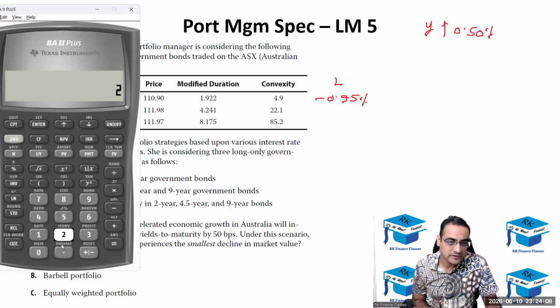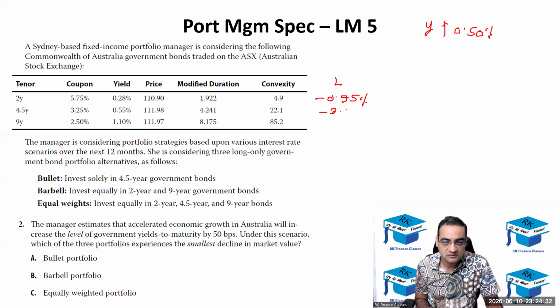Half C delta square 22.1. अच्छा वो बाद में पहले डेल्टा स्क्वायर 0.50 परसेंटेज स्क्वायर into 22.1 into half. Okay, and then plus opening the bracket minus D 4.241 with a negative sign and into 0.0050. Okay, so loss in this case is 2.09 percentage.